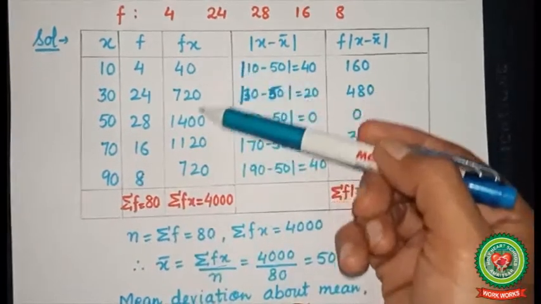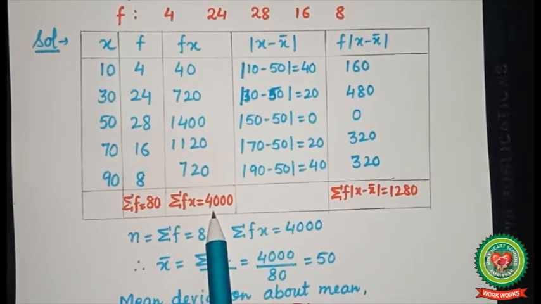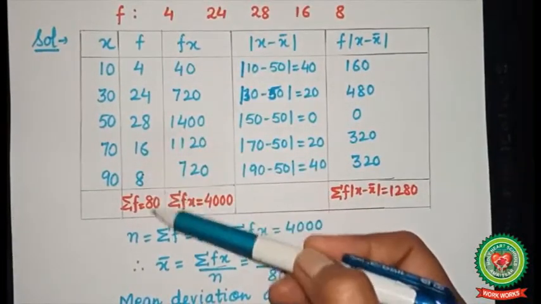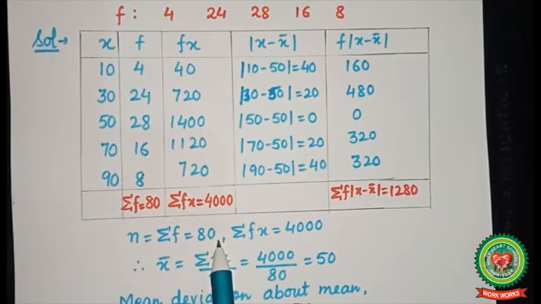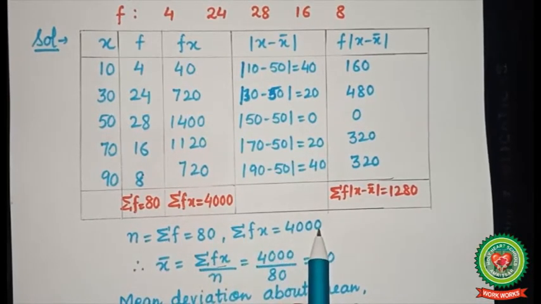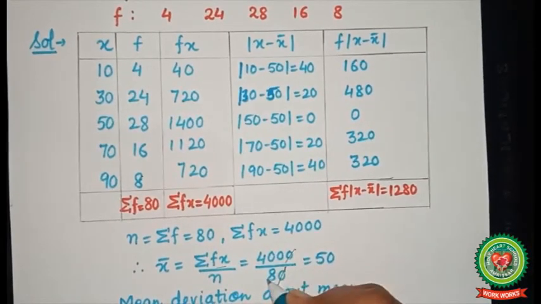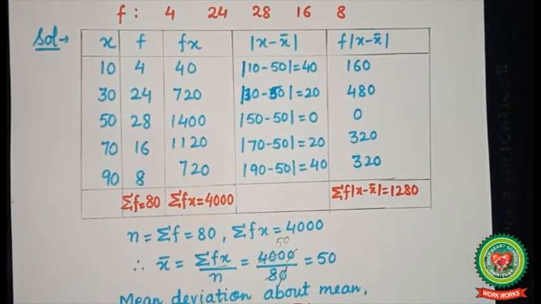Now when you add all these values, we get summation fx equal to 4000, and when you add all the frequency values, summation f is equal to 80. Now n is equal to summation f, which is 80, and summation fx is 4000. So we will find the mean. Mean is equal to summation fx upon n, so it is 4000 upon 80. After cancelling, we get mean equal to 50. So the first step is done.